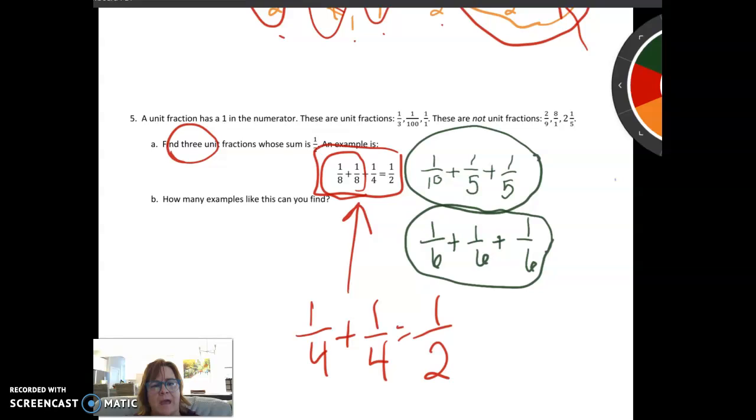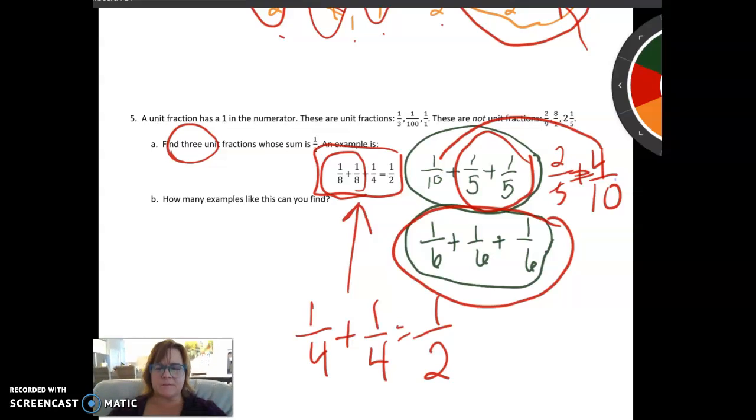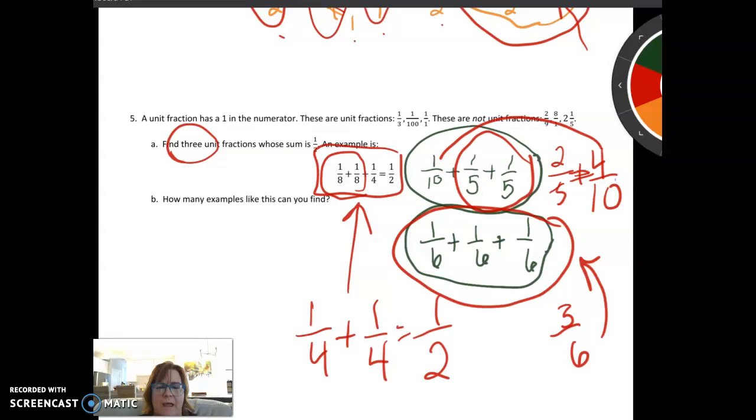Well, I'm adding 1/10 plus 1/5 plus 1/5. Well, I know 2 fifths plus 2 fifths is equal to 4 tenths, and I know 4 tenths plus 1 more tenth is 5 tenths, and 5 tenths is the same as a half, so I know that will work. I also know I could add 1/6 plus 1/6 plus 1/6 because 3/6 is equal to 1/2.